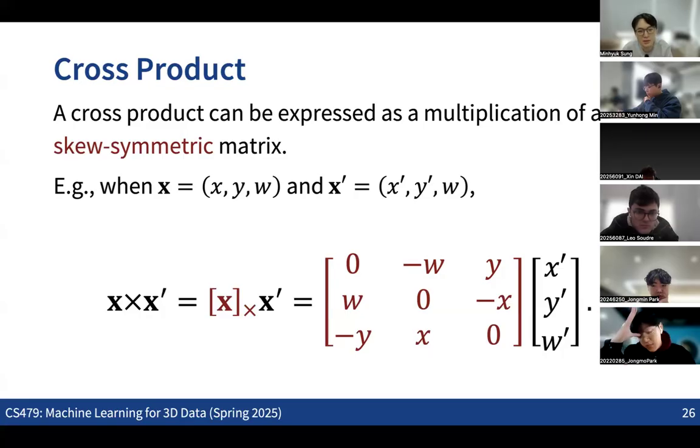But this is nothing but the way that we calculate the cross product of two vectors.